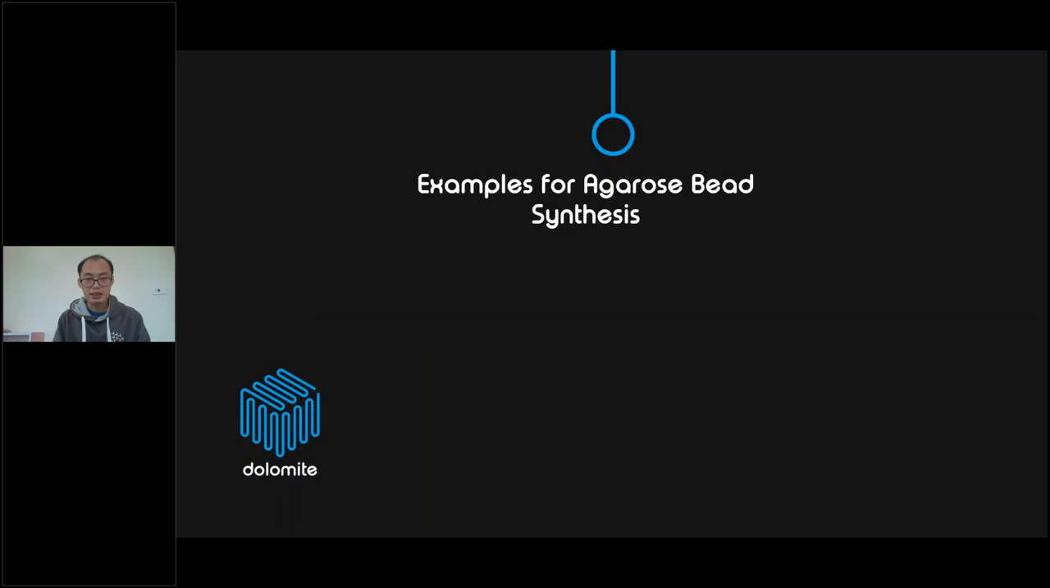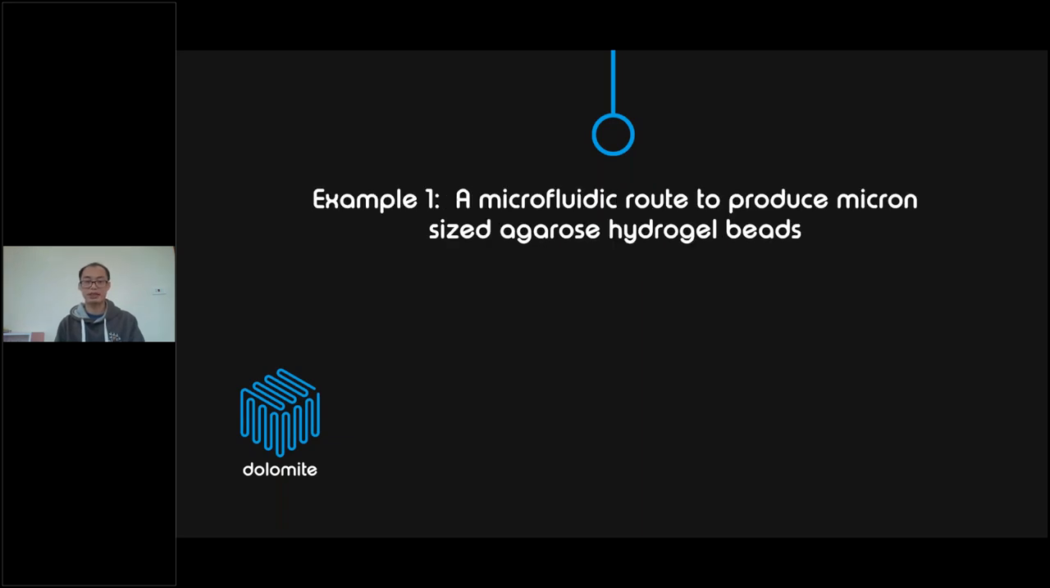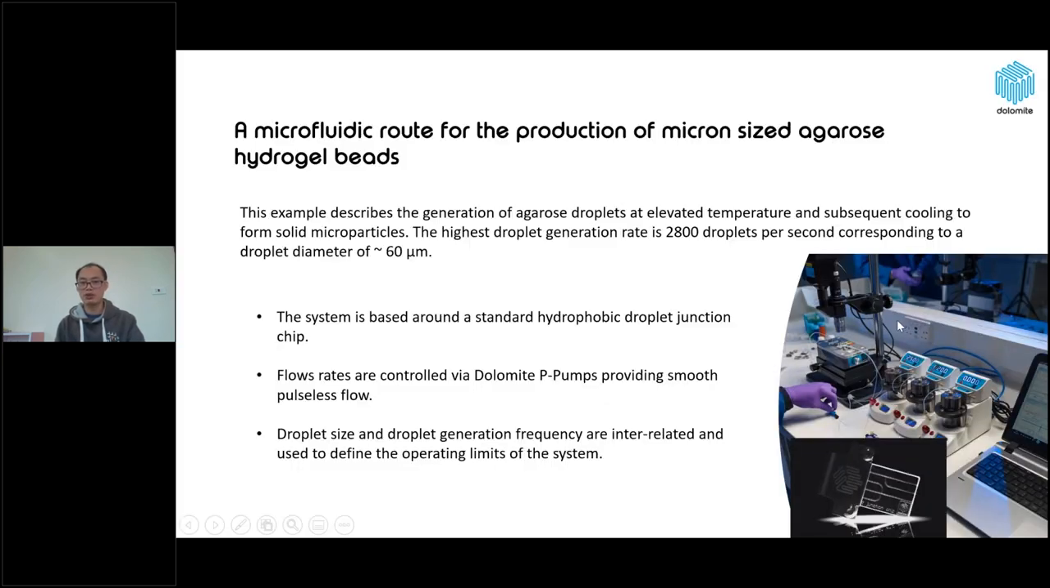Next are some examples of agarose bead synthesis, starting with example one, using a microfluidic route to produce micron-size agarose hydrogel beads. These examples describe the generation of agarose droplets at elevated temperature and subsequent cooling to form solid microparticles.